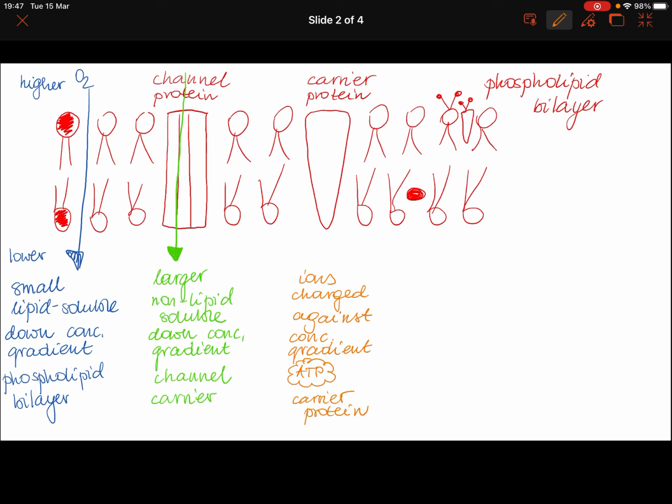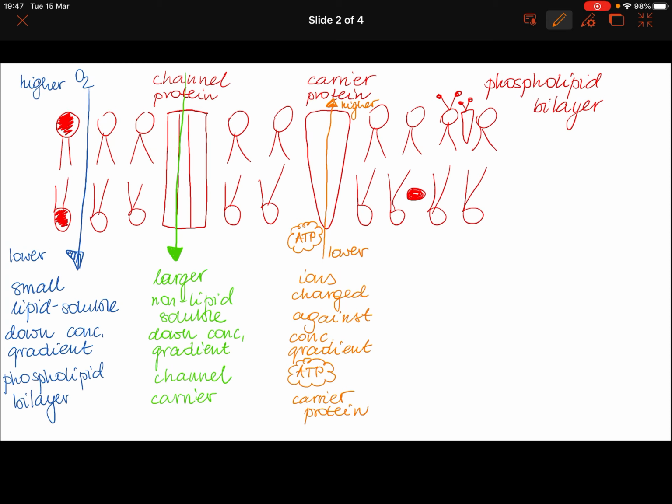So active transport, as we've said, is the movement of molecules against the concentration gradient. Hence, they will move from the area of lower concentration to the area of higher concentration through the carrier proteins using ATP.